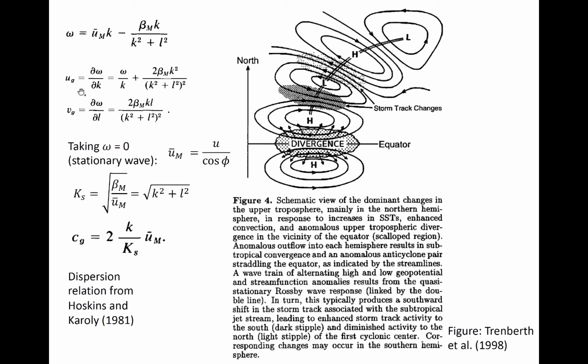So if we go back up here and look at the zonal group velocity, this means that the energy in the Rossby wave train tends to propagate faster zonally than the phase of the wave and can cause amplification of existing downstream geopotential anomalies.